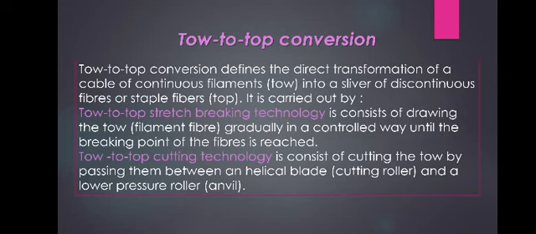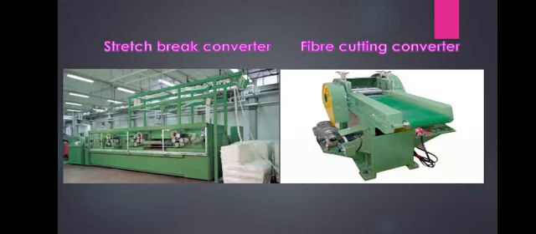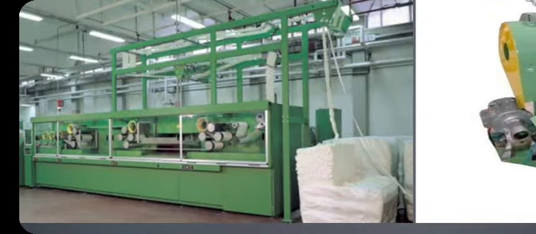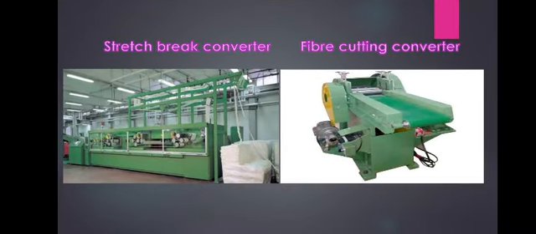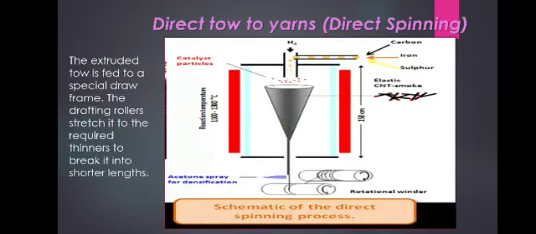Next is the stretch break converter. This is the machine used for stretch breaking. It can be seen clearly here. That is stretch breaking on. This is a fiber cutting converter, just for general information.